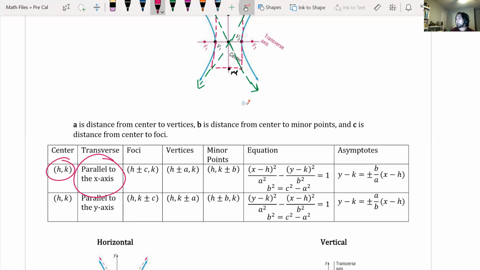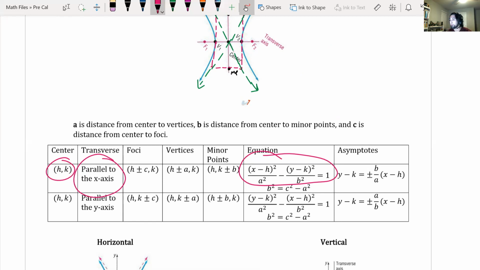You'll have foci, vertices, minor points, and here's our equation of the hyperbola that is parallel to the x-axis. You have x minus h squared over a squared minus y minus k squared over b squared equal to 1. Now tell me, what's the only difference between this formula and the ellipse formula? Minus and plus. If you change this to a plus, you have an ellipse. If it's a minus, you have a hyperbola.